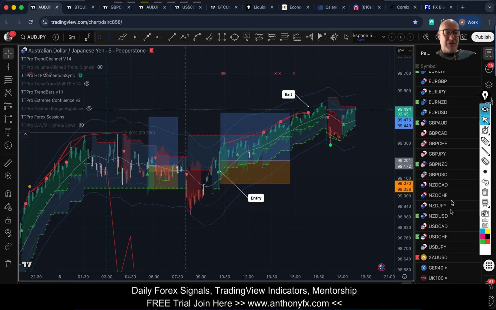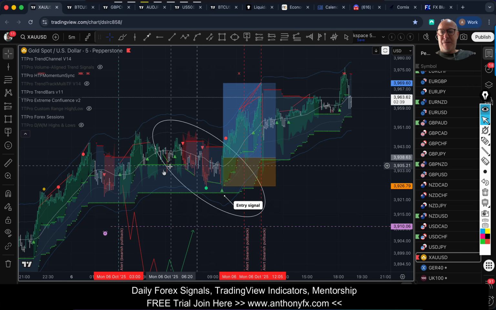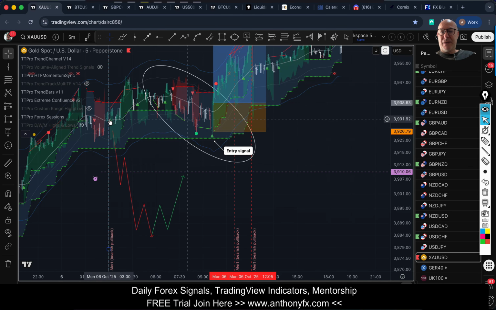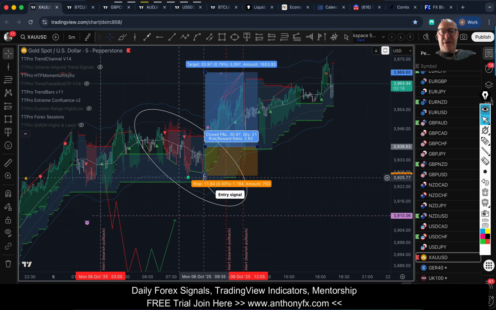Then there was gold. All right, here it was. Now, this was the idea at the London Open. Wait for this to turn red. Okay, there it is there. And then go on the first green signal. There it is there. We enter that trade on that signal on the next candle, if you like.